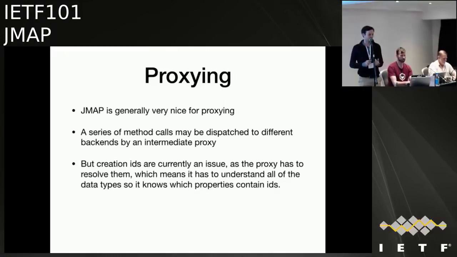The main issue with proxying at the moment, which we've run across because we're building this for part of the Fastmail implementation of JMAP, is creation IDs. When you create a new object, you use a creation ID, and then the server will give you back what the real ID is. And in the same API request, you can reference that creation ID from earlier to reference that newly created object, so that you can save a round trip for various operations. So this gives you some nice performance wins.